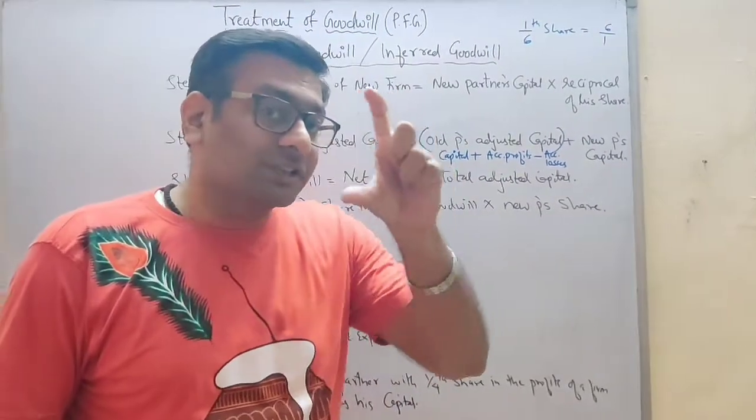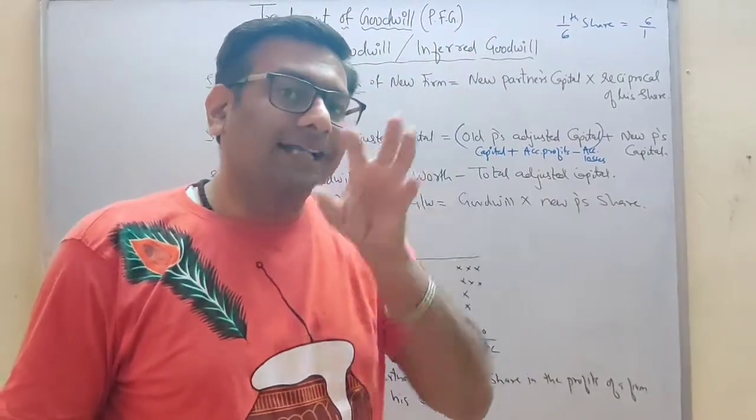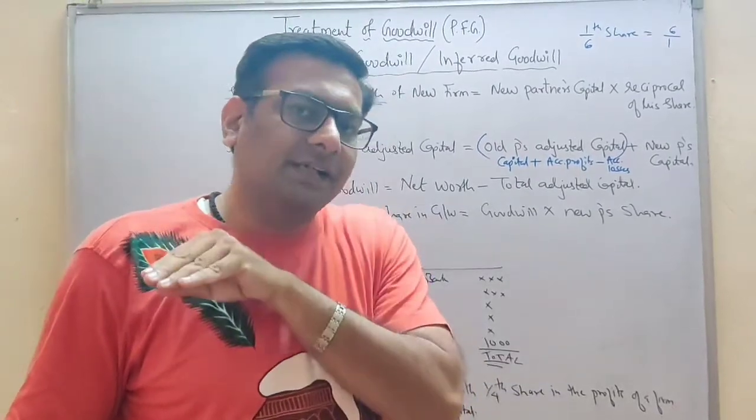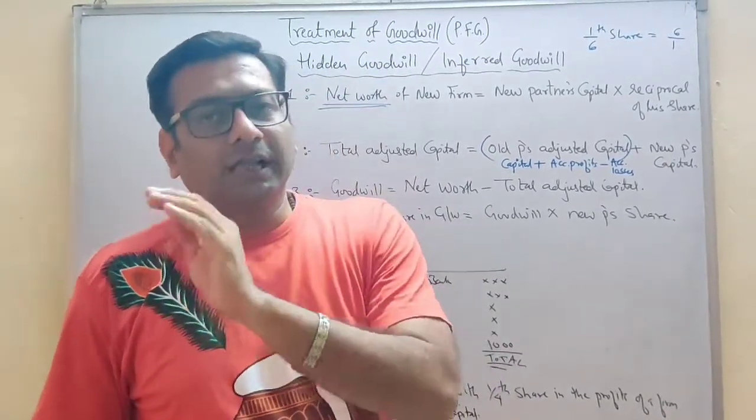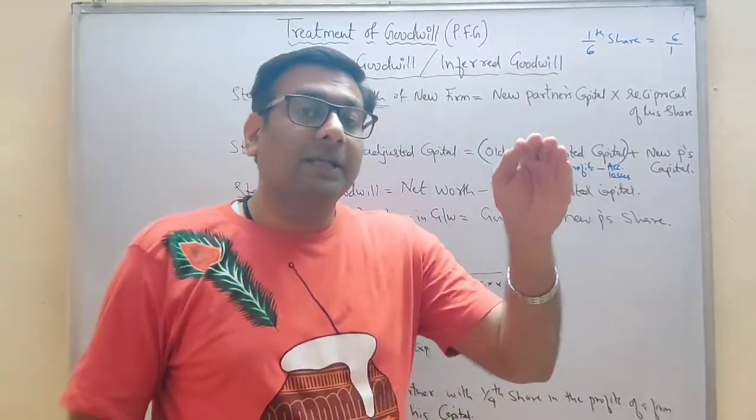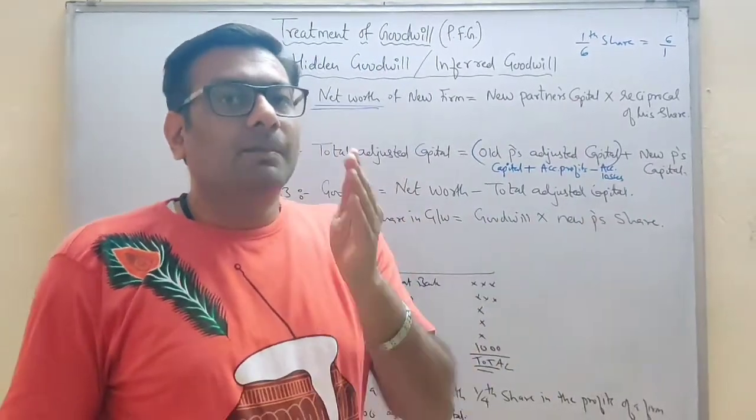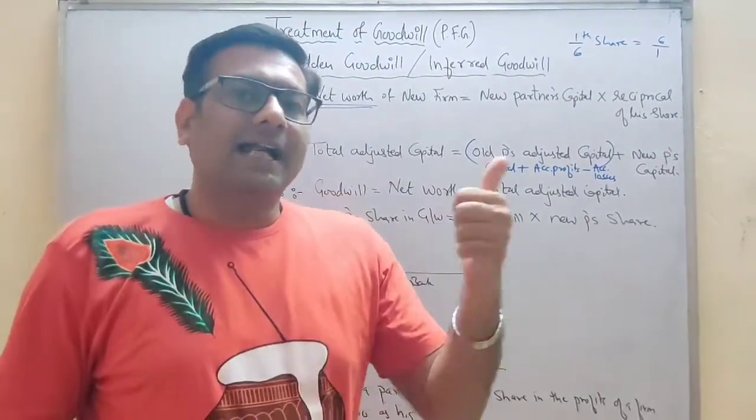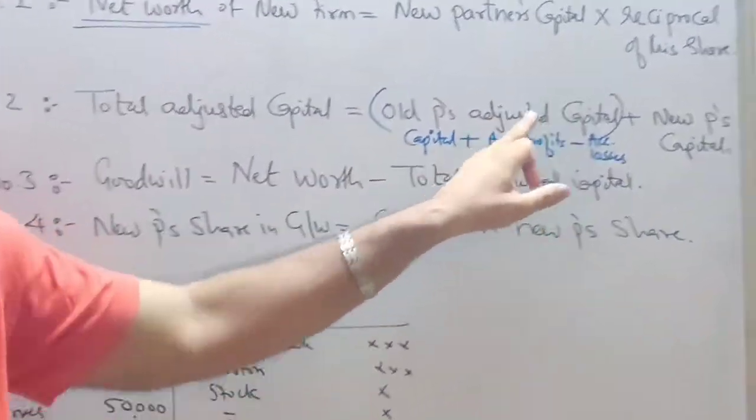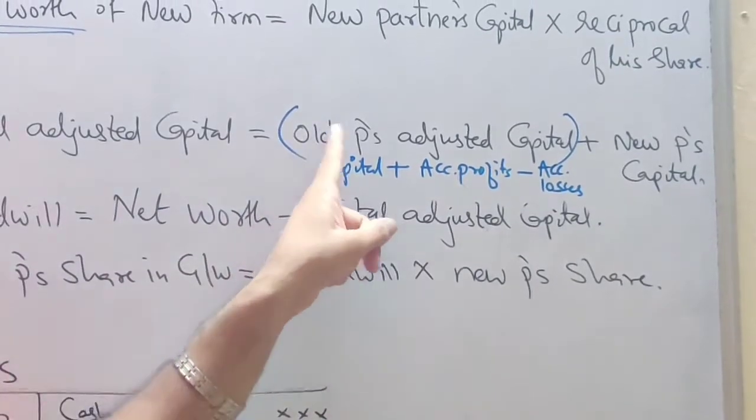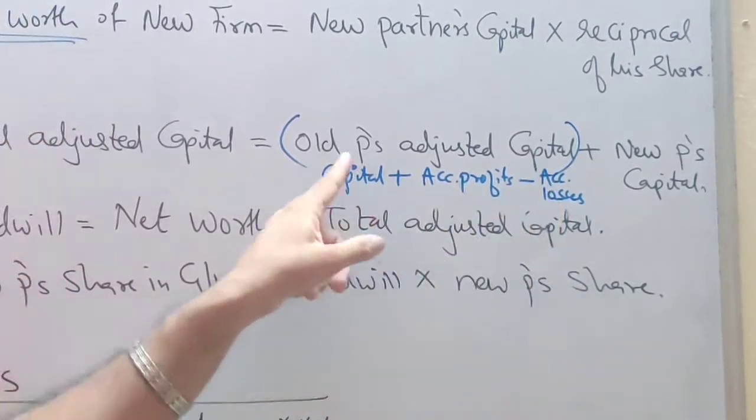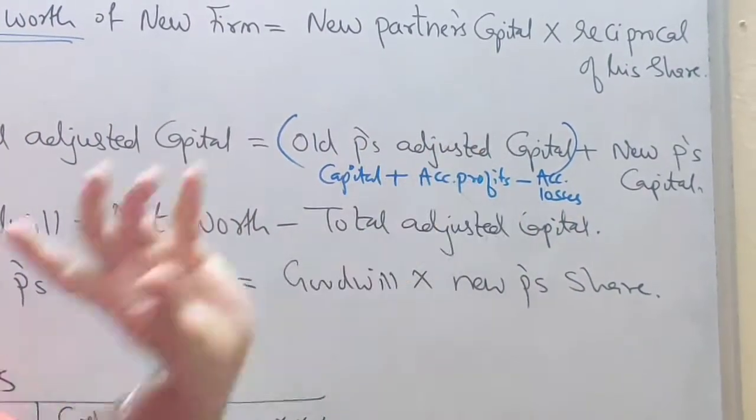Now you have to check the question. In the question they will give you a balance sheet, and in the balance sheet you can easily locate the capital amount, it will be on the liability side, the profit amount again will be on the liability side, and losses, if there are any in the firm, will be given on the asset side. Remember this, profit will be given on the liability side and losses will be on the asset side. So this is the formula to get the adjusted capital of old partners: old partners' capital plus accumulated profit minus accumulated losses will give you the old partners' adjusted capital.